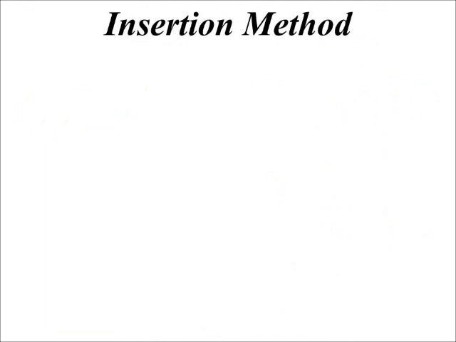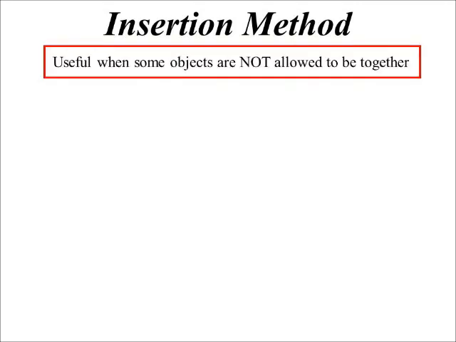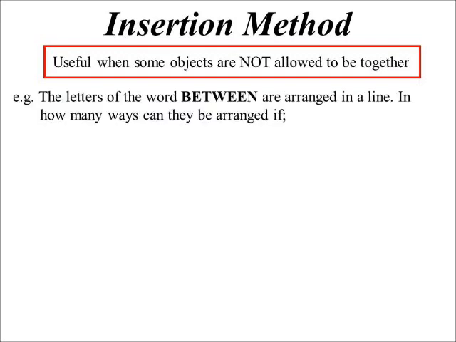The insertion method. This is useful when you've got this question where they say, oh, these people are not allowed to be together, or these objects are not allowed to be together. Okay? So we have the letters of the word between. Arrange them in a line. How many ways can they be arranged if all the E's are separated? So none of the E's can go next to each other.